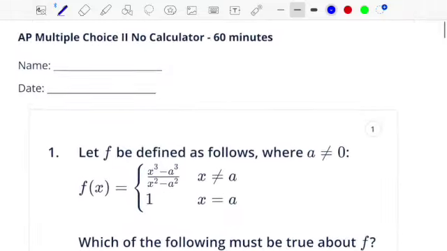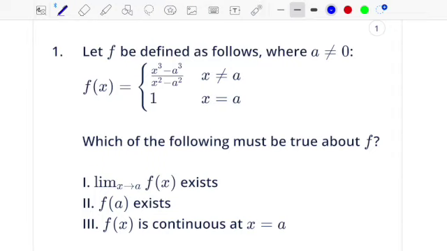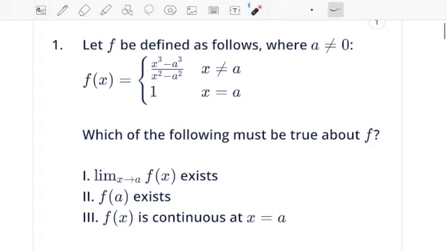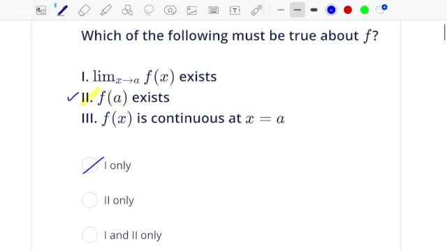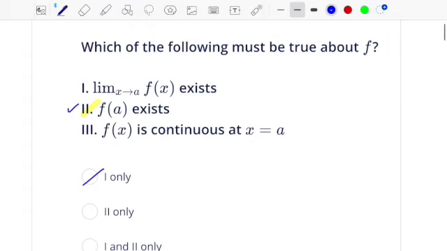Number 1, let f of x be defined as the following. So we've got a piecewise function, which of the following must be true. We're looking at the limit. Does the function exist, and is it continuous at that point? Is there anything that I can quickly define right away? Now, number 2, does f exist at some point a? Yes, that's right there. So obviously, that's going to work out. We're good there. It's not going to be 1 only. It could be the others. I'm going to check out number 1.